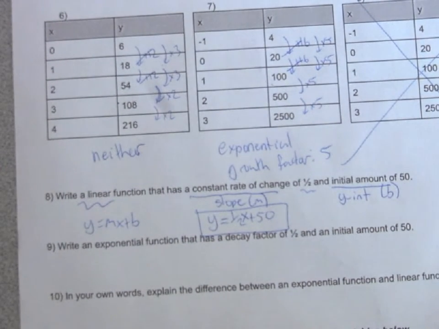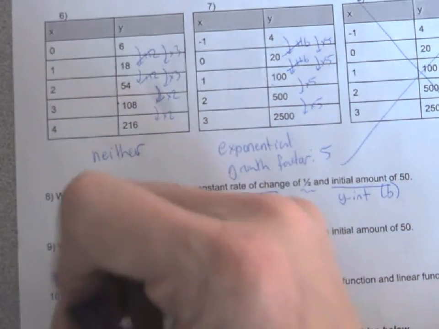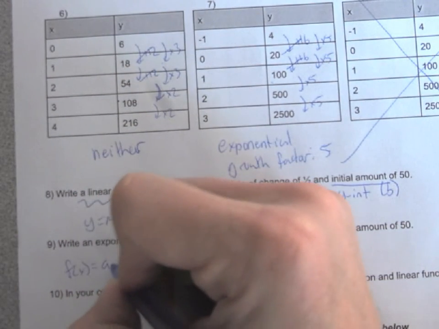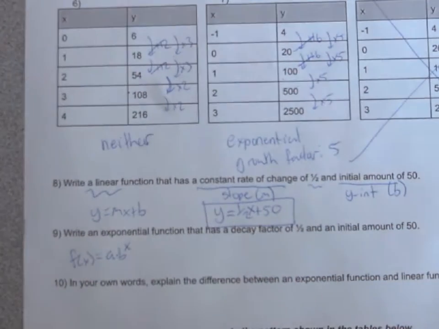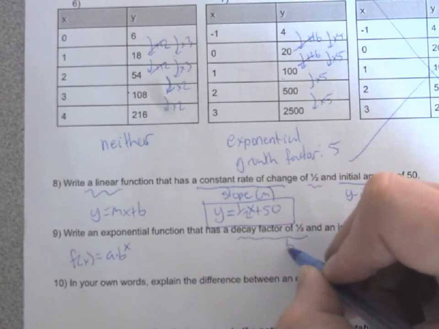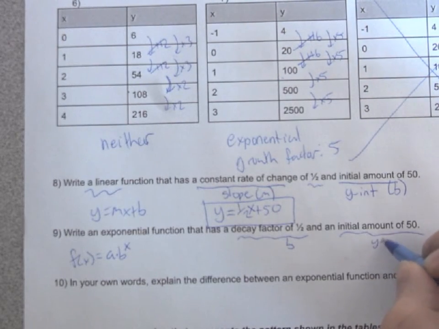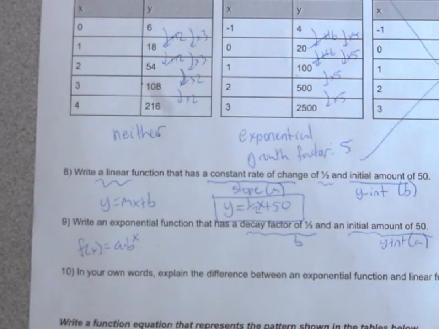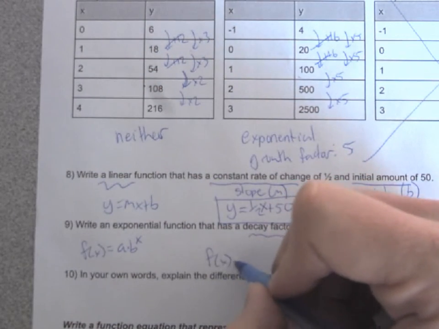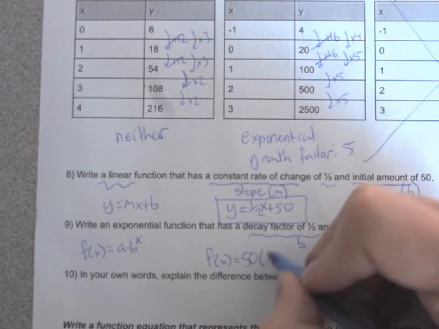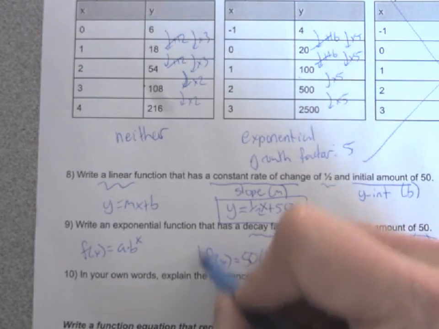Okay, number 9, write an exponential function that has a decay factor of 1/2 and an initial amount of 50. Now remember that our exponential template looks like this. This is how we write an exponential function. Decay factor is b in this case. Initial amount, also y-intercept, but in this case, y-intercept is the a piece. So we got f of x equals 50, the initial amount, times 1/2 to the x power.